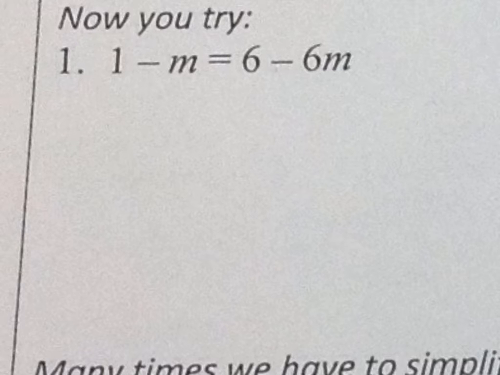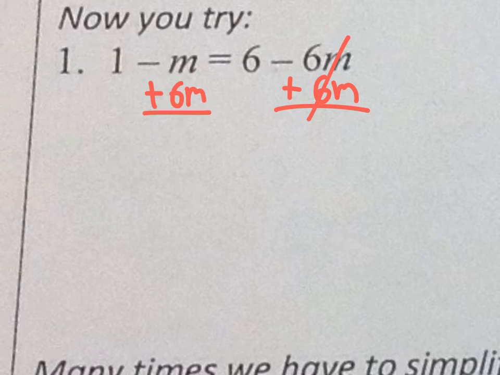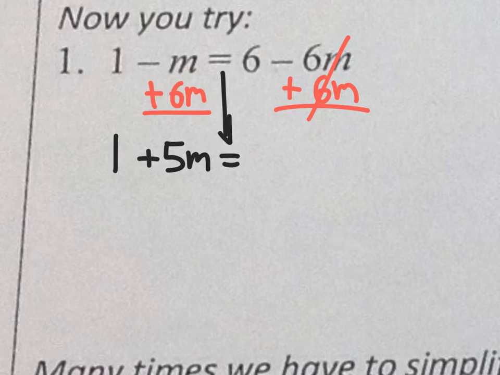So ladies and gentlemen, it doesn't really matter whether you move the m to this side or move this m to that side, as long as you get m by itself on one side. I am going to go plus 6m, cancel it out, plus 6m, just because I'll end up with a positive 5m instead. So let me rewrite this thing. I have 1 with a plus 5m. I'm going to bring down the equal sign and bring down what's left over on the right side.